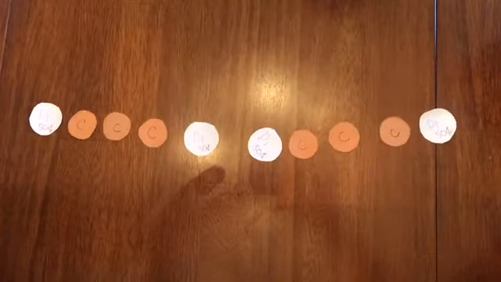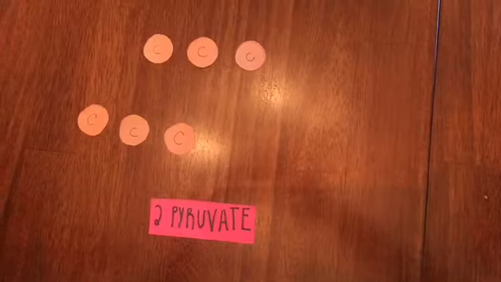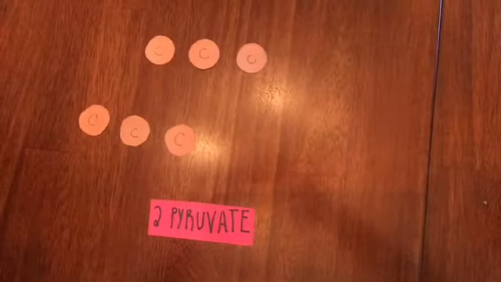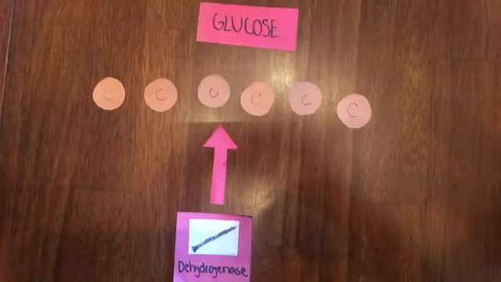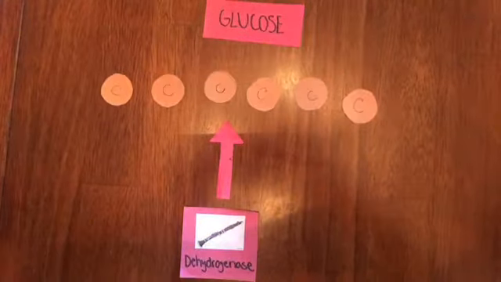The end result of this is 2 pyruvate, which are 3-carbon molecules. Along with pyruvate, cells are also able to keep something else from glucose with the help of hydrogenase, which is represented here with Squidward's clarinet. This enzyme helps remove 2 hydrogens from glucose.